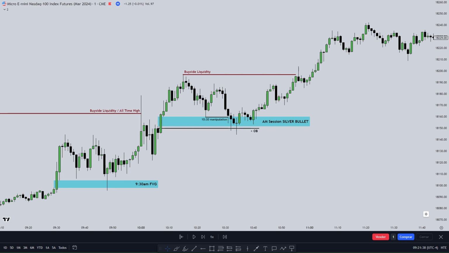ICT taught that the first FVG into the session can be used by the algorithm as a reference point. That is why it is important to note the first FVG that is created. As you can see, price used it to run the all-time high in this example.